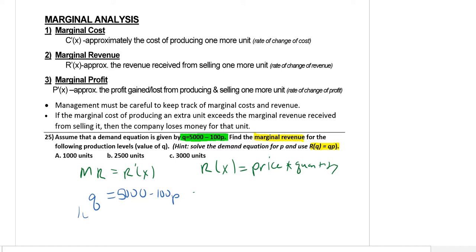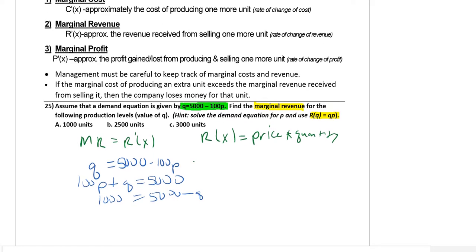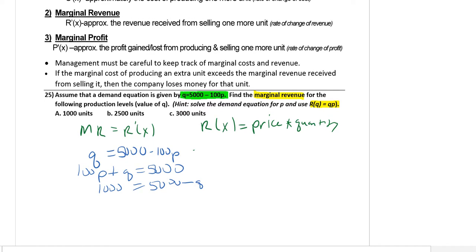So I'm going to add 100p to both sides. And then I'm going to subtract Q. And then my last step here will be to divide both sides by 100. If I divide 5,000 by 100, I'm going to get 50. But be careful, you have to divide every single term by 100.